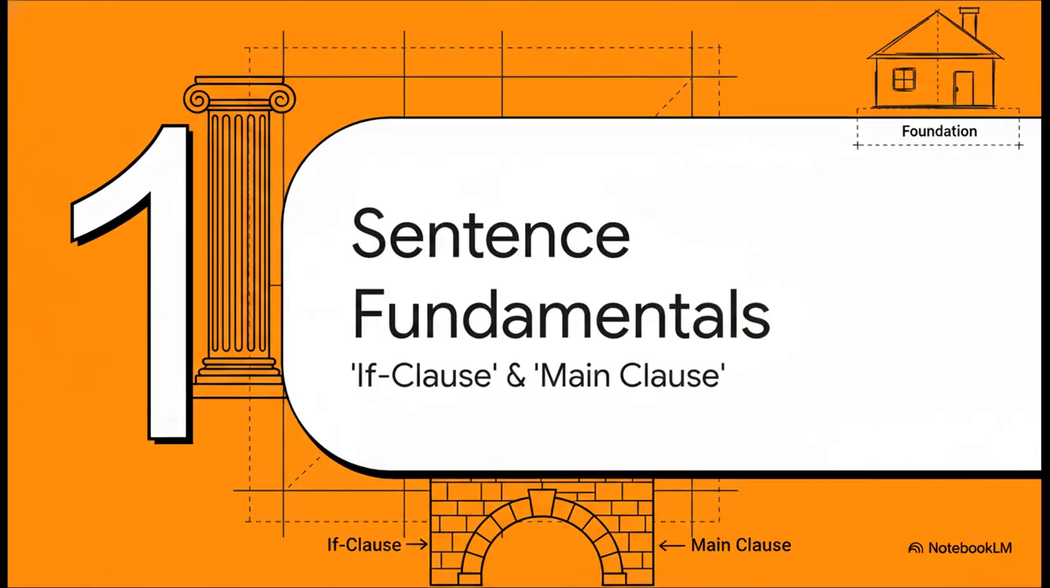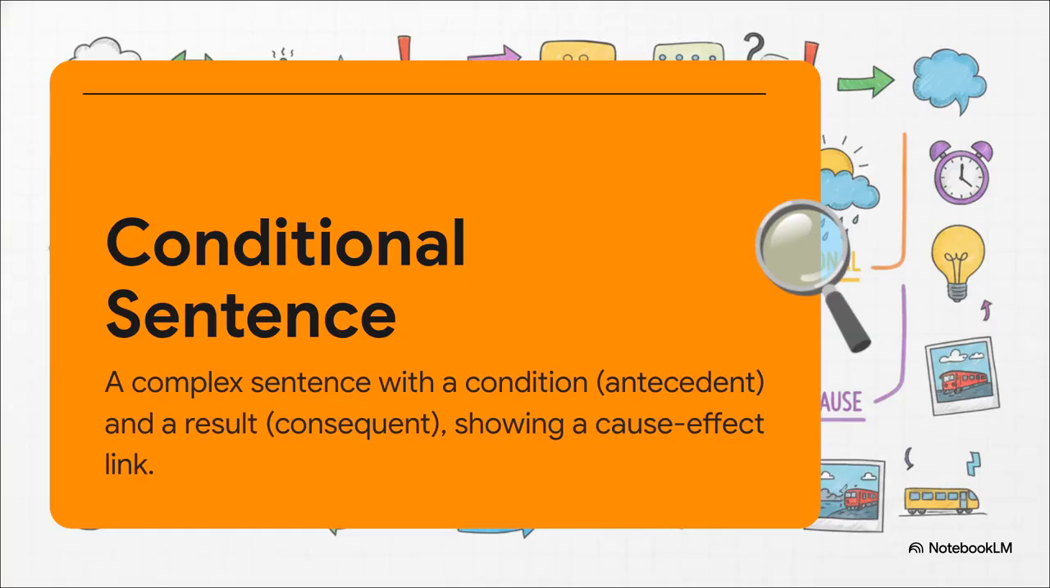You know, every complex structure has to be built on a solid foundation. So before we jump into all the different types, let's make sure we've got the essential architecture locked down, the basic blueprint that every single conditional sentence follows. Okay, so at its very heart, every conditional sentence does one simple thing. It links a condition to a result.